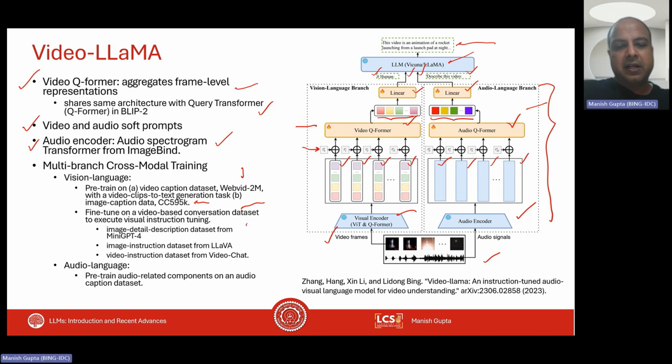Okay. The data comes from three different sources, but you can read the details in the paper. The audio part is pre-trained using audio-text data, so the audio-related components are trained on audio caption data. So you have the audio caption data, which is used to pre-train the audio-language branch.